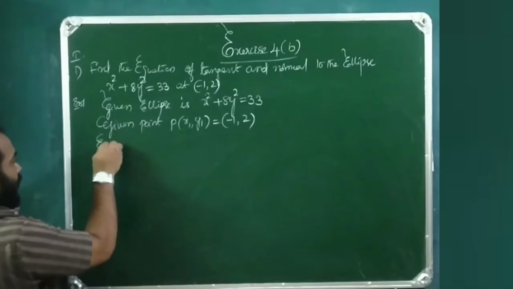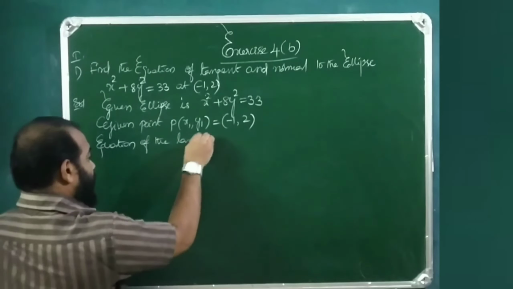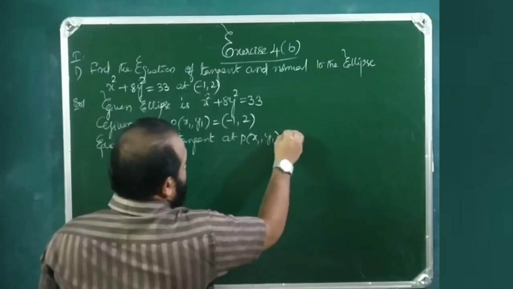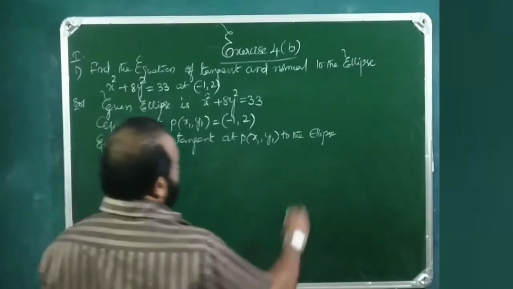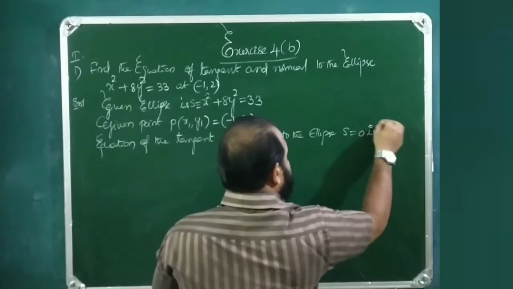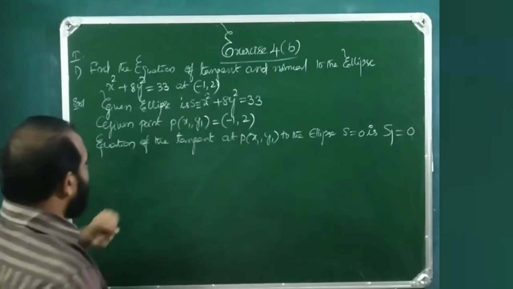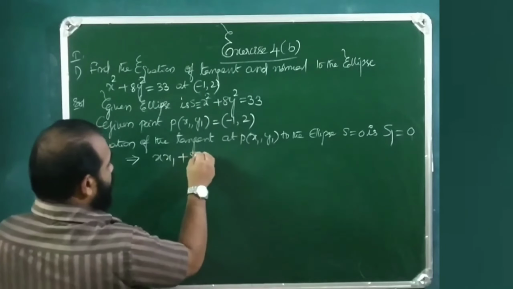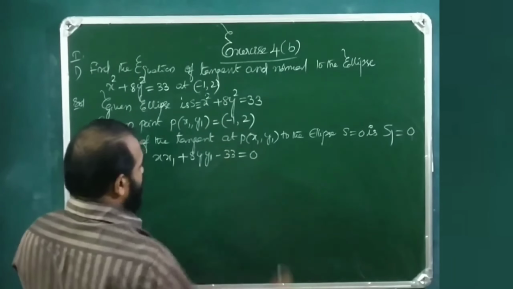Now the equation of the tangent at P(x1, y1) to the ellipse, let us suppose this is S. Ellipse S equals 0 is S1 equals 0. So what is the notation of S1 for this? xx1 plus 8 into yy1 minus 33 equals 0.